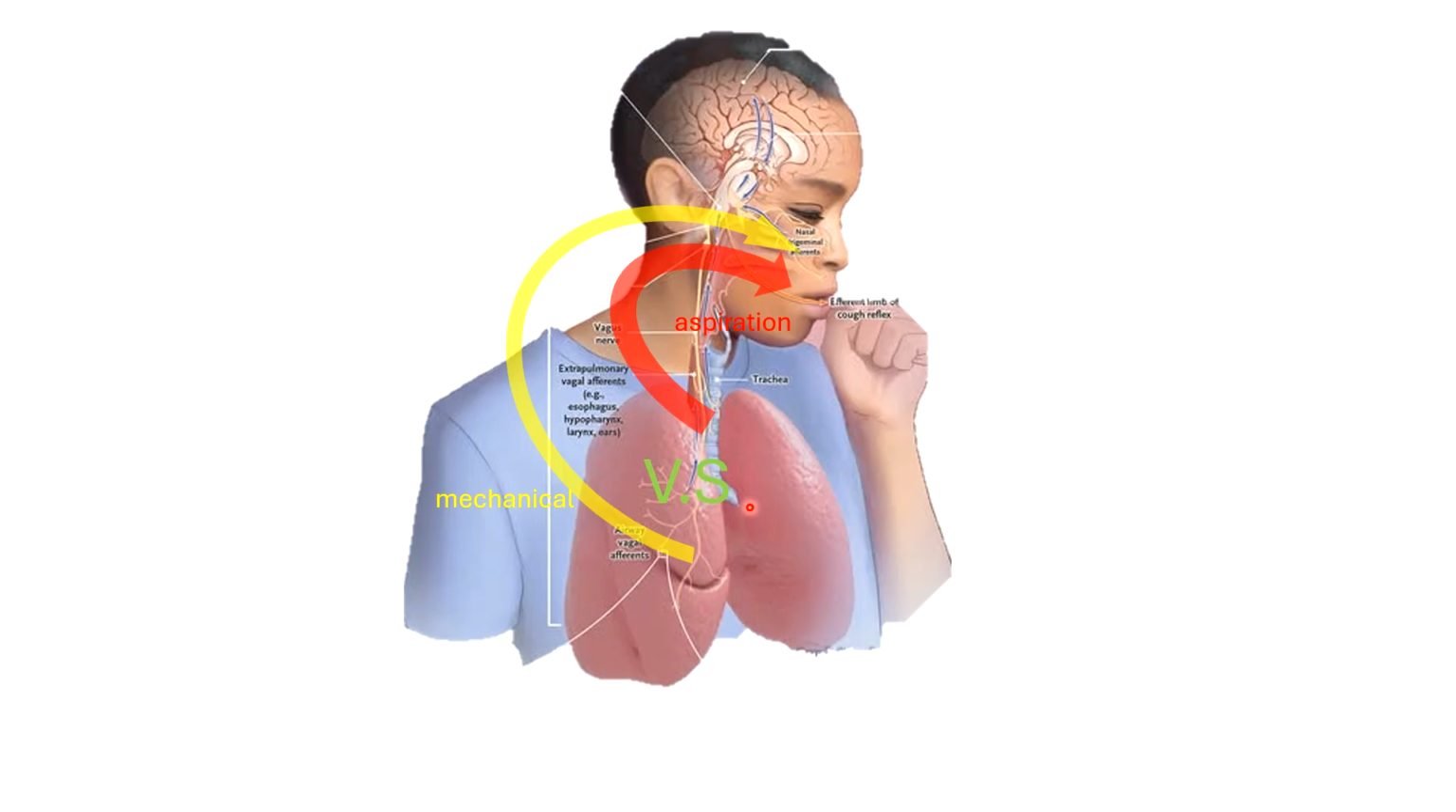So here we have a comparison. When we have this aspiration, we have two types of cells. There are cells located in the upper airway, and there are cells located in the lower airway. The cells located in the upper airway cause a response to aspiration of acids, whereas in the lower airway, it has to do with mechanical protection.